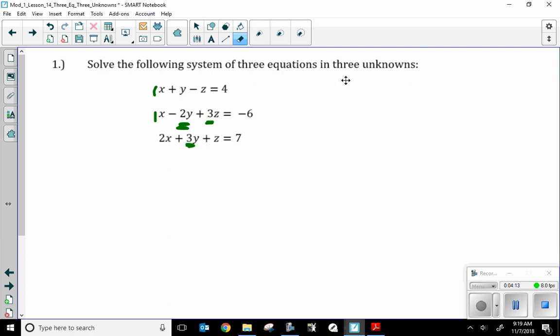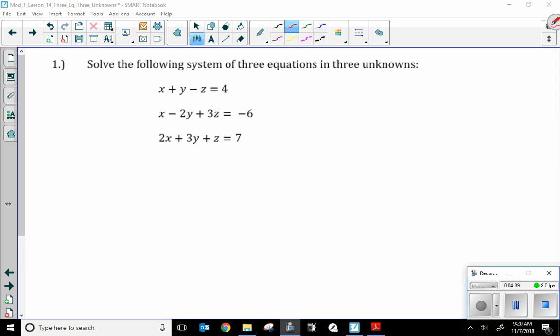They say 1x plus 1y minus 1z equals 4. 1x minus 2y plus 3z equals -6. And 2x plus 3y plus z equals 7. So now we got to select which variable I want to get rid of. Because again, we want to make 2 equations with 2 variables. So I'm going to take the top equation and the middle equation, and I'm going to combine them, okay? All right, I'm going to combine them to make 1 equation.